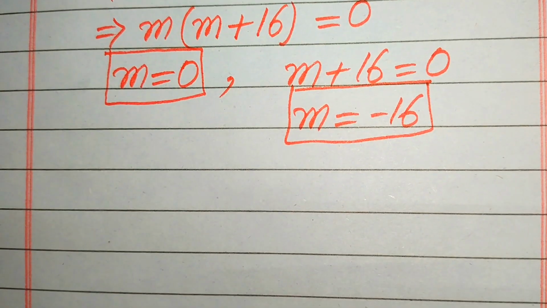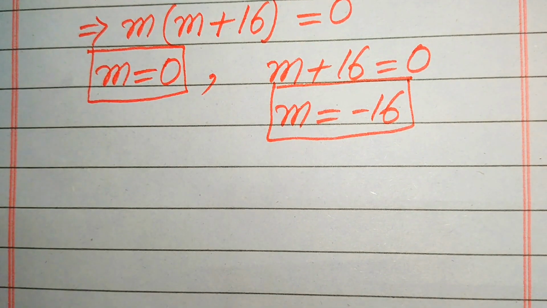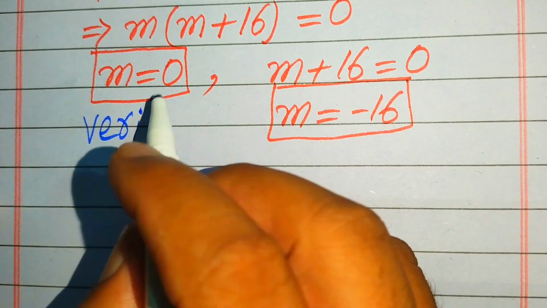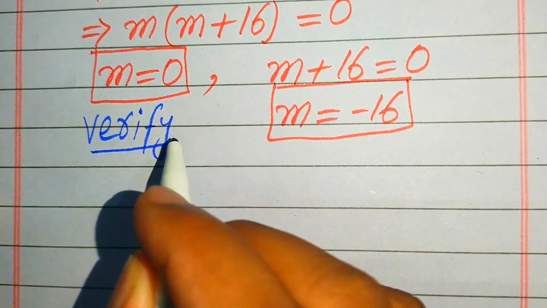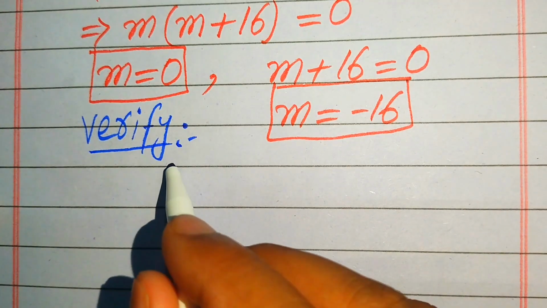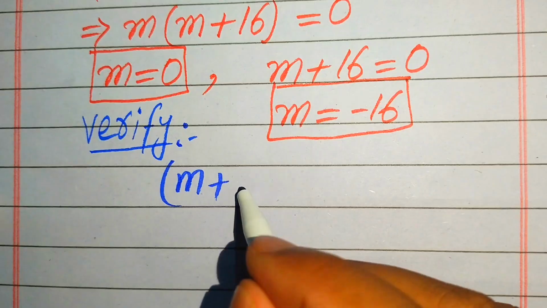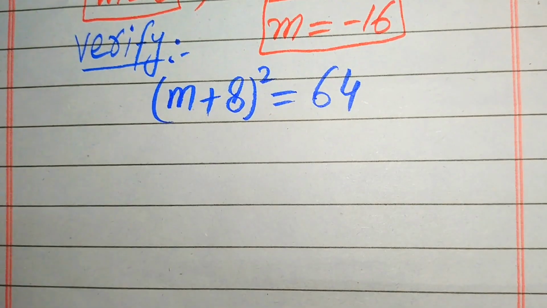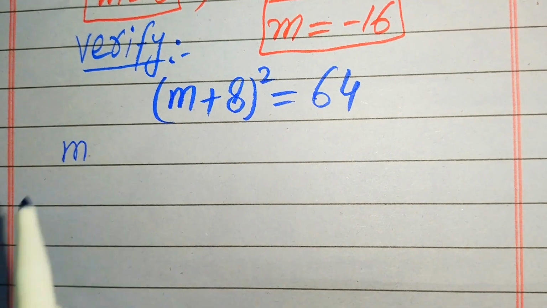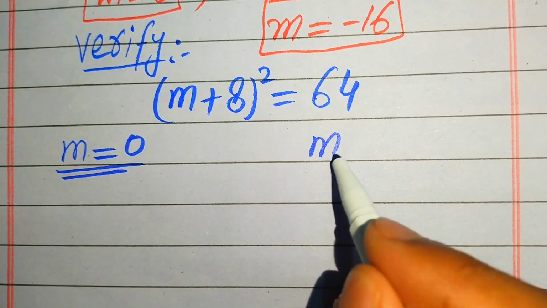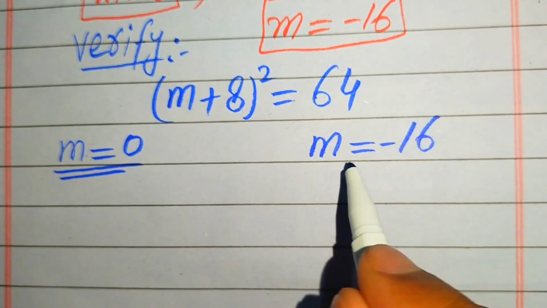So you see here, from the first method we obtain these two roots of the given equation, and now in the next steps we need to verify whether these roots are solutions or extraneous roots of the given equation. For verification we need to copy down the given question statement. Here it is (m + 8) whole square equals 64. This is the given question statement, and on this side we will verify m equals 0, and on this side we will verify m equals minus 16.